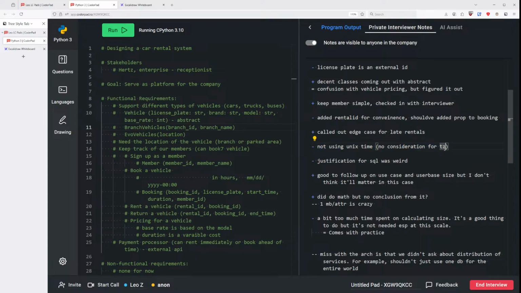Oh, times. Always use Unix time. If you're using something that's not Unix time, it's just wrong. There's no other way to say it. For example, where's your time zone? You have no time zone, so that's just wrong.